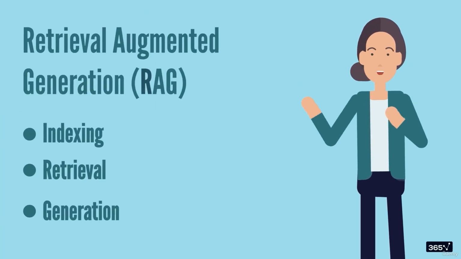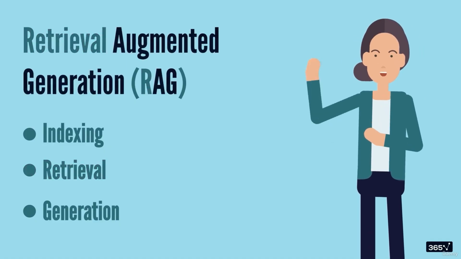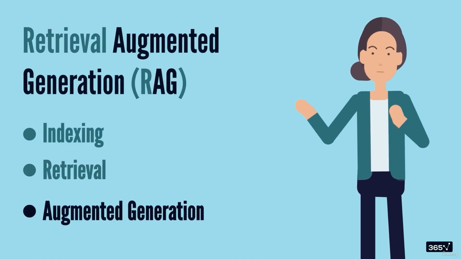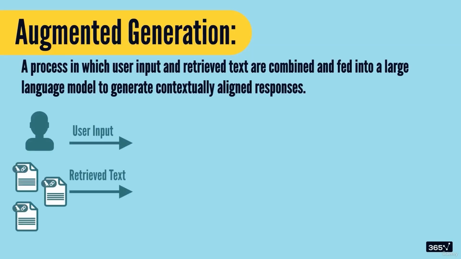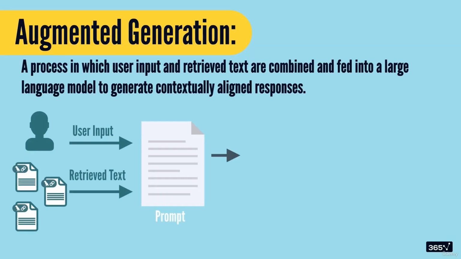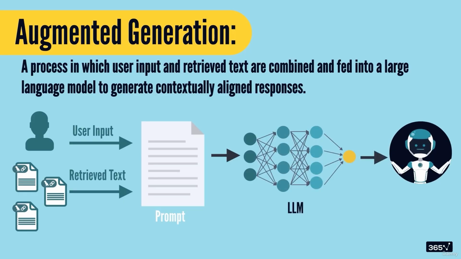So far, we've covered what the R in RAG stands for. Now, we introduce augmented generation, a process in which user input and retrieved text are combined and fed into a large language model to generate contextually aligned responses.